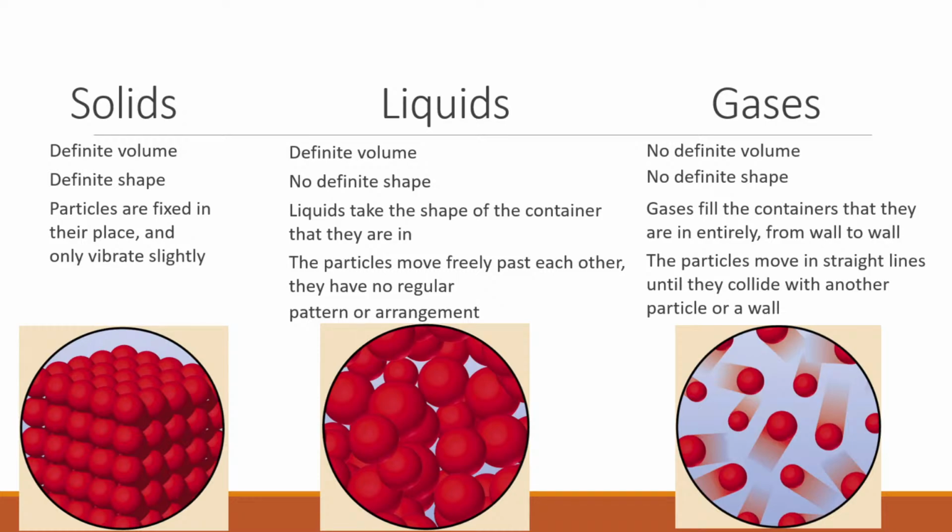Solids have a definite shape and a definite volume. The particles of a solid are fixed in their place, right? They are arranged in rows and columns, right? Nice orderly patterns. And they only vibrate slightly, right? The only movement that occurs in a solid is slight vibration of the particles.